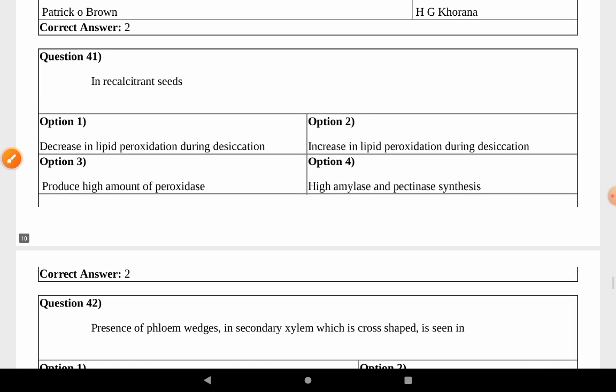Our next question is in recalcitrant seeds. Option 1 decrease in lipid peroxidation during desiccation. Option 2 increase in lipid peroxidation during desiccation. Option 3 produce high amount of peroxidase. Option 4 high amylase and pectin synthesis. So the correct answer is option 2, in recalcitrant seeds increase in lipid peroxidation during desiccation.